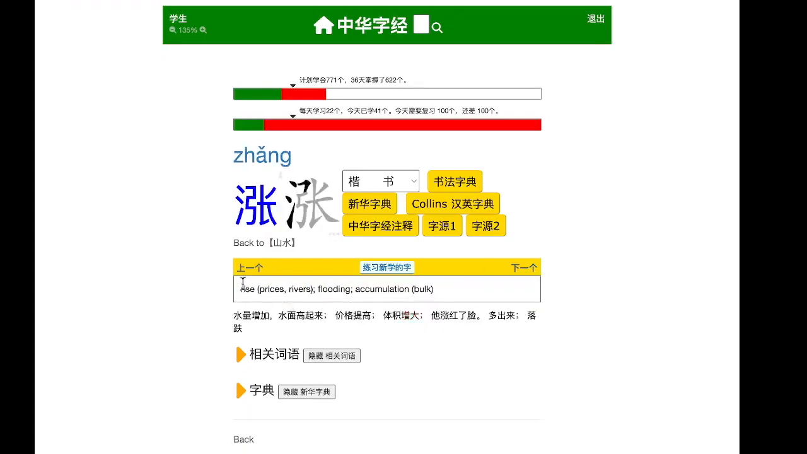涨 refers to rises specifically in rivers or in prices. We use a lot of water words when we talk about money. Not just in Chinese, but in English too. If you think about it, liquidation is the word that we use when we talk about converting property into cash. So again, 薪水 is your salary. 涨, this one for rising prices, rising rivers, flooding, accumulation of bulk.